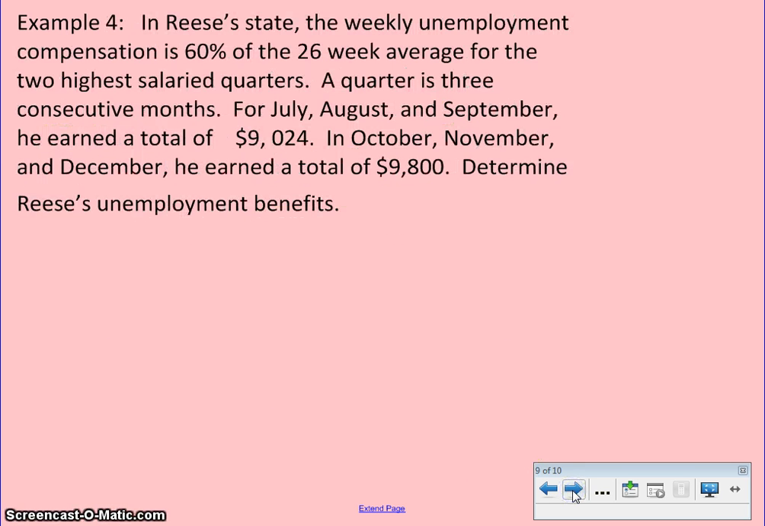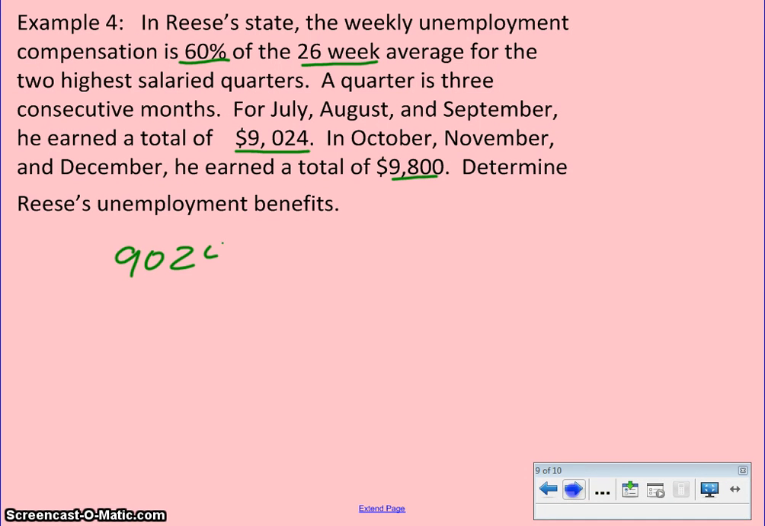All right, last question. It says, in Reese's state, the weekly unemployment compensation is 60% of the 26-week average of the two highest salaried quarters. A quarter is 3 consecutive months. For July, August, September, which is a quarter, he earned $9,200. For October, November, December, he earned $9,800. So the first thing that we need to do is find the 26-week average.